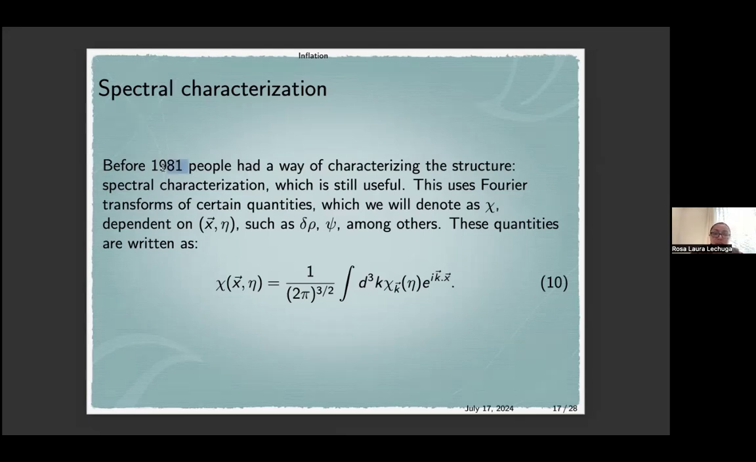I use this date only to emphasize that it was the year in which inflation was incorporated into the cosmological model. But the people, as in many other topics in physics, tried to characterize the structure with a spectral characterization. This means they use Fourier transforms of quantities important in cosmology. I'm going to use this notation as in Weinberg and other books. It's a way to represent a generic quantity.